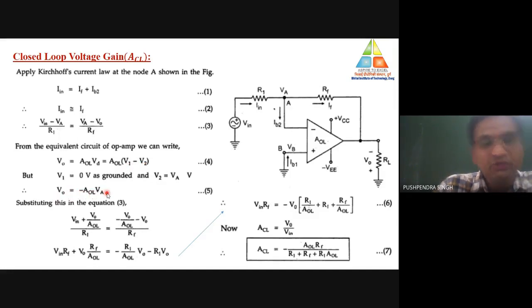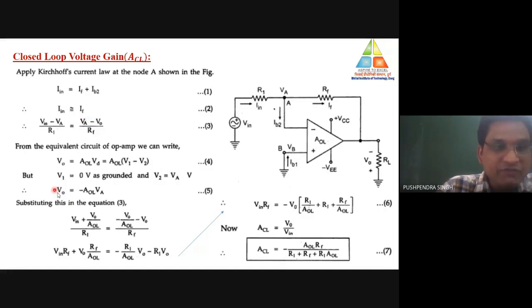Minus AOL into VA. From there we can easily calculate the value of VA. So from equation number 5, the value of VA will be minus V0 divided by AOL. So from there we have calculated the value of VA. Now substitute this VA in equation number 3.